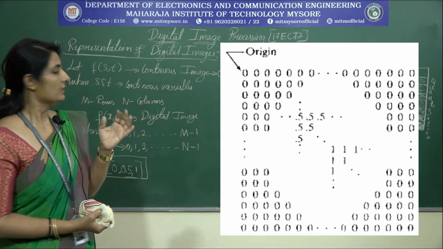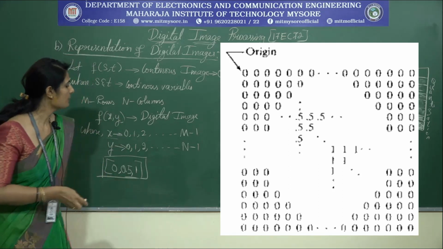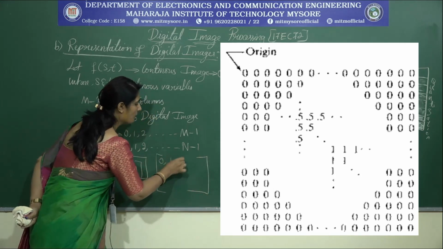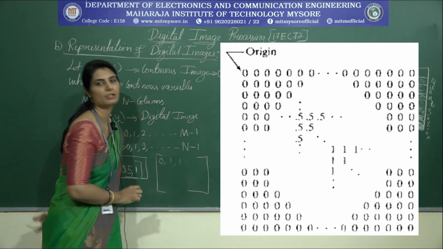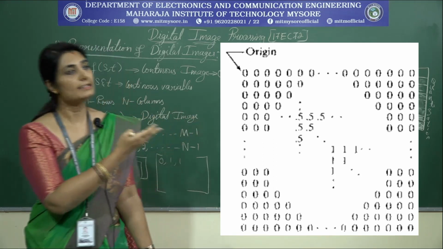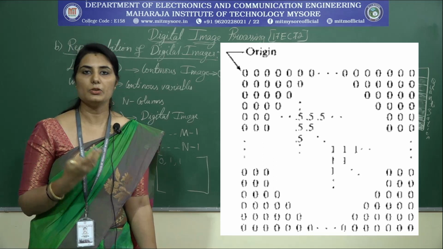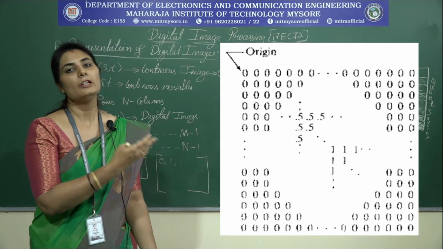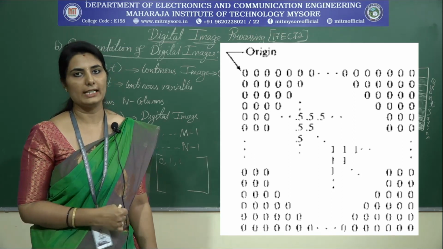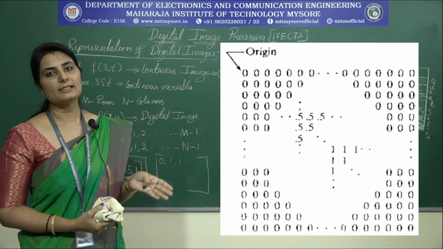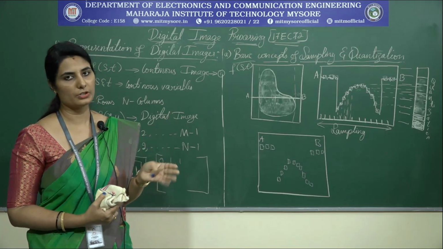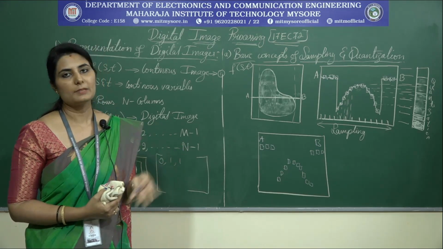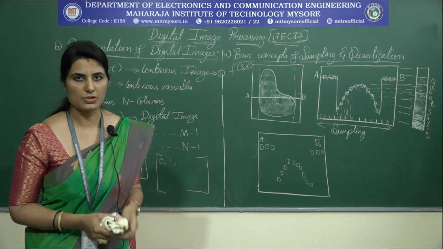So here this is in the form of an array which contains the numerical values of f of x comma y. This is how it looks, and this type of representation is most widely used in developing algorithms and in processing of digital images. Among the three representations I showed till now, the second and third are most widely used, whereas the first type is very rarely used.